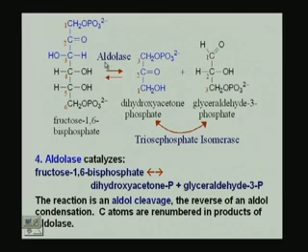In this case, we have an aldolase with the reaction being an aldol cleavage. We have the formation of dihydroxyacetone phosphate and glyceraldehyde 3-phosphate. So, this step is where you have the breakdown of the 6-membered or the 6-carbon unit. Okay?